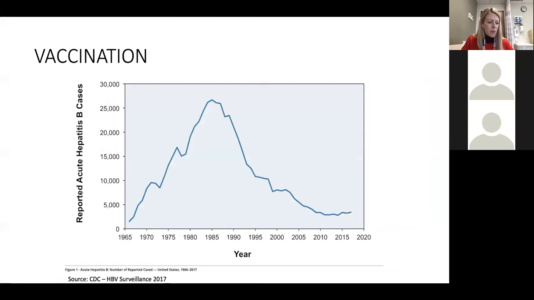And just another plug: similarly with hepatitis A, we do have a vaccine for hepatitis B. You can see that with the advent and wide dissemination of the hepatitis B vaccine here in the United States, there's been a pretty dramatic drop in acute cases of hepatitis B. So this remains our best tool for prevention of hepatitis B. Please vaccinate your patients for hepatitis B if they are not already immune.